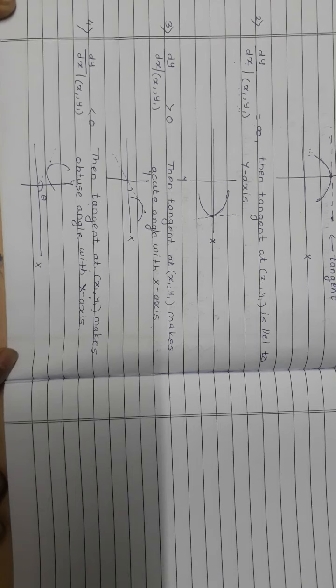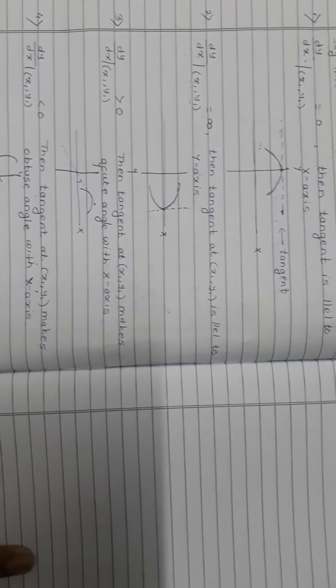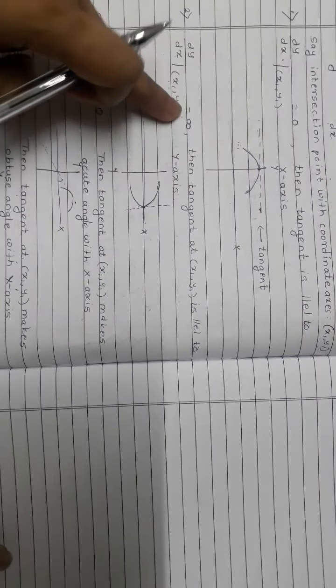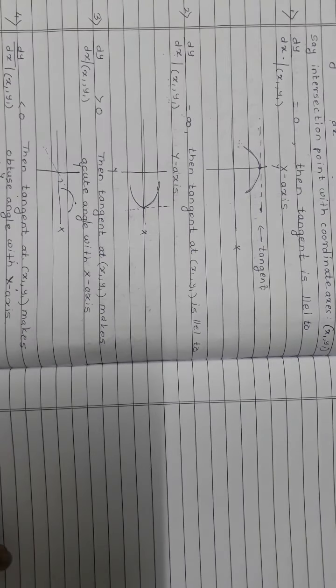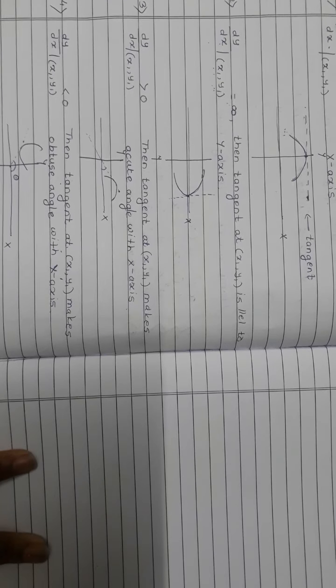If the intersection point is other than origin, in that case, firstly find out dy by dx and evaluate dy by dx at that intersection point and check whether it is equal to 0, whether it is infinity, whether it is greater than 0 or less than 0. If one of these conditions follows, then your tangent line will be one of these diagrams, right? Now let's see some examples based on this so that you'll get a clear idea.